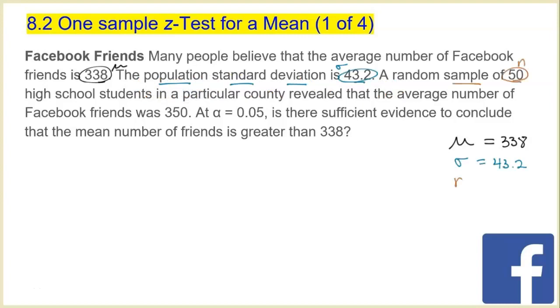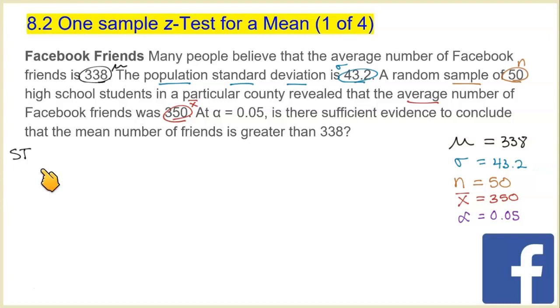And then we have a sample of 50, and the average number from that sample was 350. And our alpha is 0.05. So these are 5 components or 5 values that we want to be able to identify from this particular problem. And then we'll talk about the 5-step hypothesis.